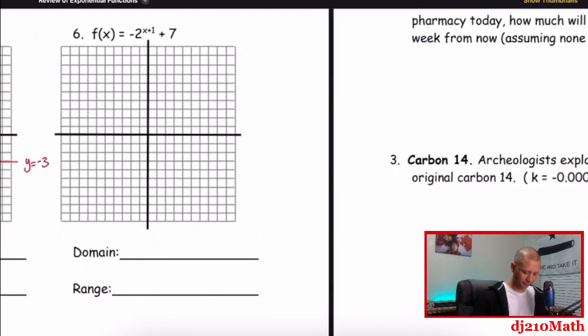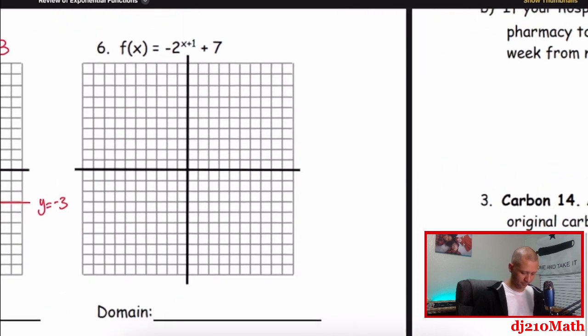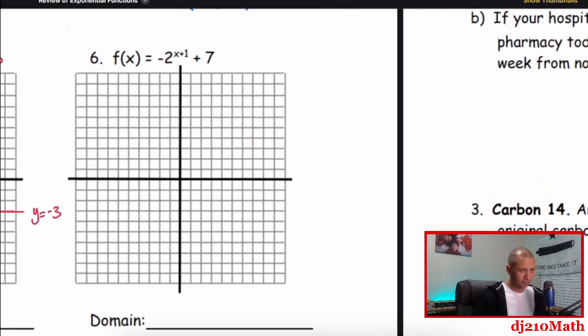All right, number 6. So let's think about this for a moment. So I know it's going to be shifted to the left 1, and then up 7. And then the negative in front is going to reflect it down across the horizontal asymptote. So let's start with the horizontal asymptote. That's going to be at 7.